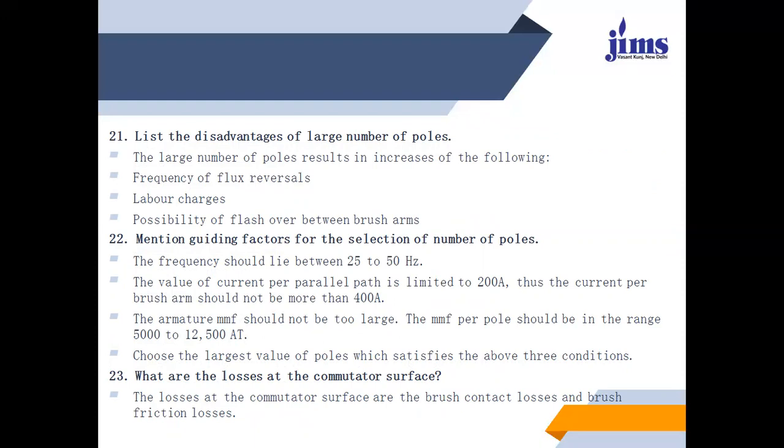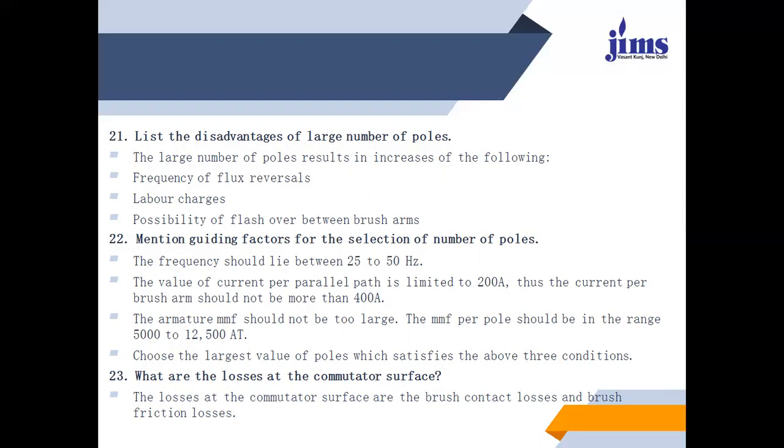Mention the guiding factors for the selection of the number of poles. The frequency should lie between 25 to 50 Hz. The value of current per parallel path is limited to 200 ampere. Thus, the current per brush arm should not be more than 400 ampere. The armature MMF should not be too large. The MMF per pole should be in the range of 5000 to 12500 ampere turns. Choose the largest number of poles which satisfies the above three conditions.